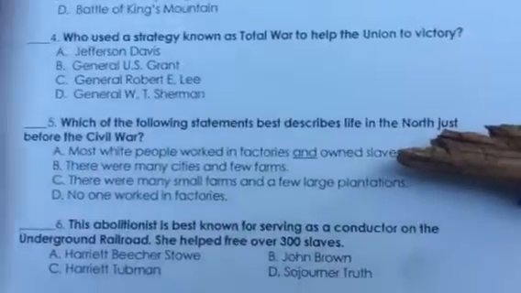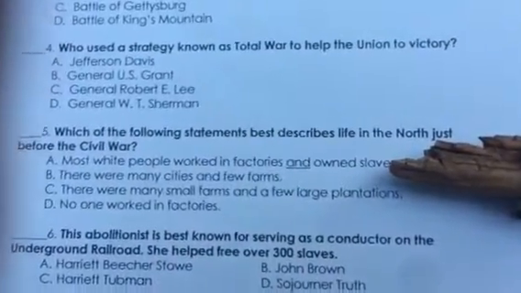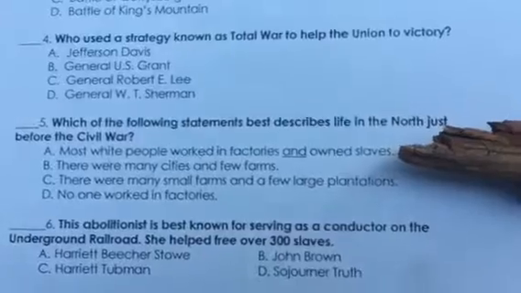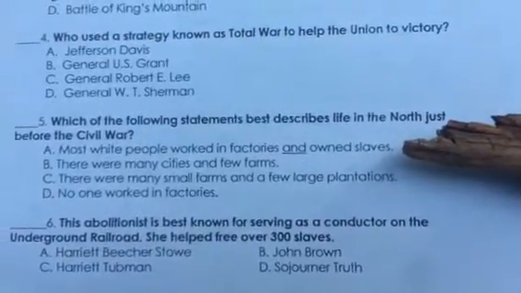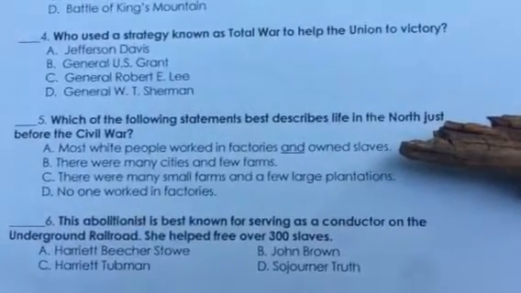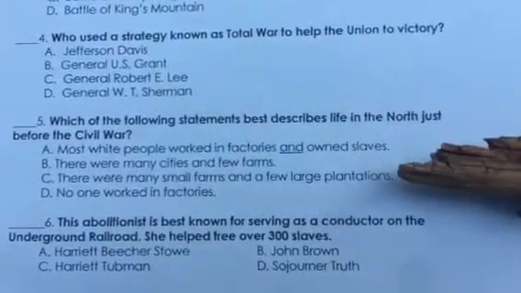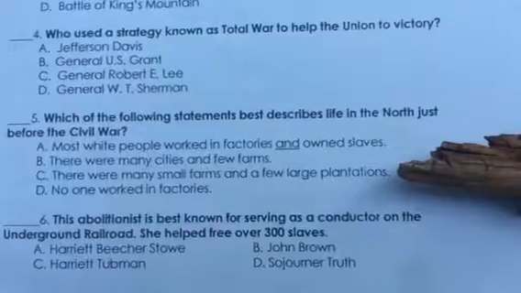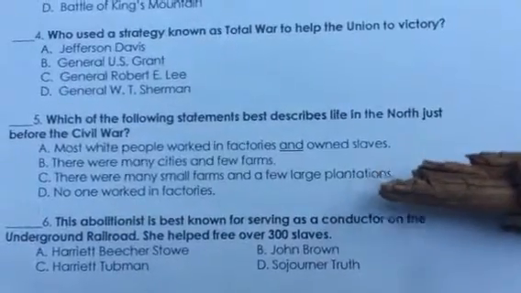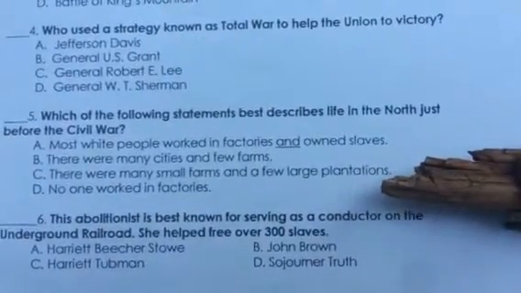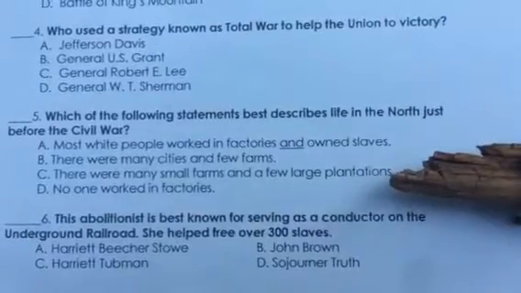5. Which of the following statements best describes life in the North just before the Civil War? A. Most white people worked in factories and owned slaves. B. There were many cities and few farms. C. There were many small farms and a few large plantations. D. No one worked in factories. Which describes life in the North?